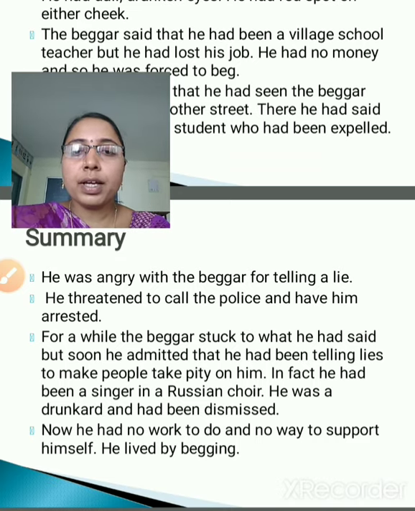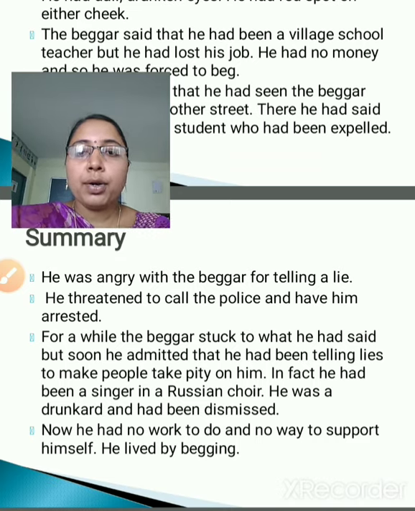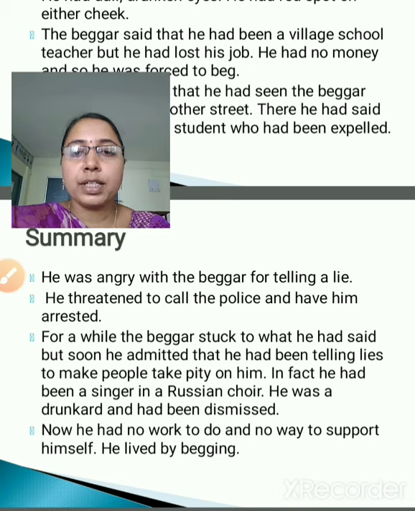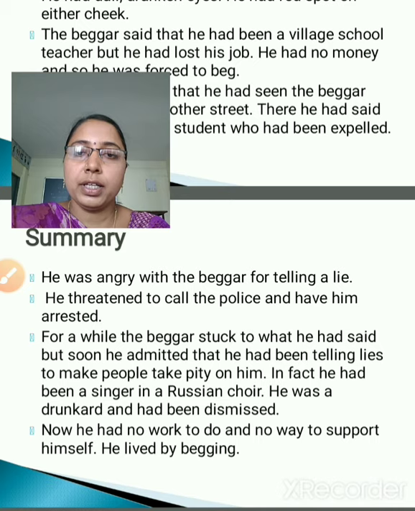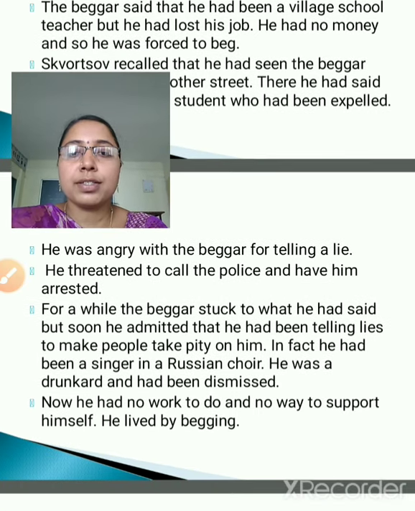For a while, the beggar stuck to what he had said, but soon he admitted that he had been telling lies to make people take pity on him. In fact, he had been a singer in a Russian choir. He was a drunkard and had been dismissed. And now he had no work to do and no way to support himself. He lived by begging. At last, he tells the truth.